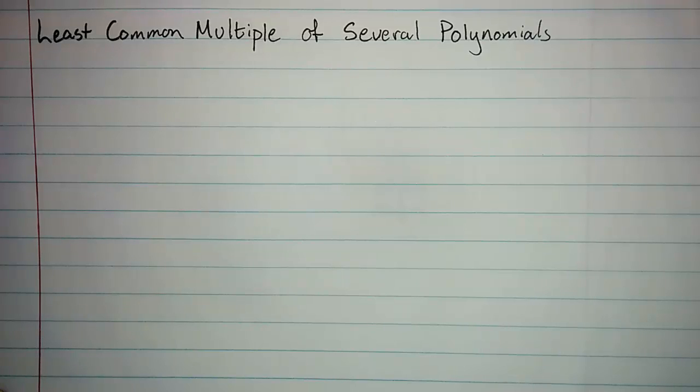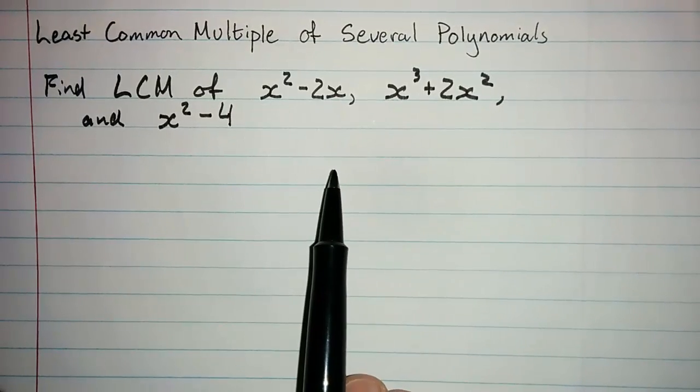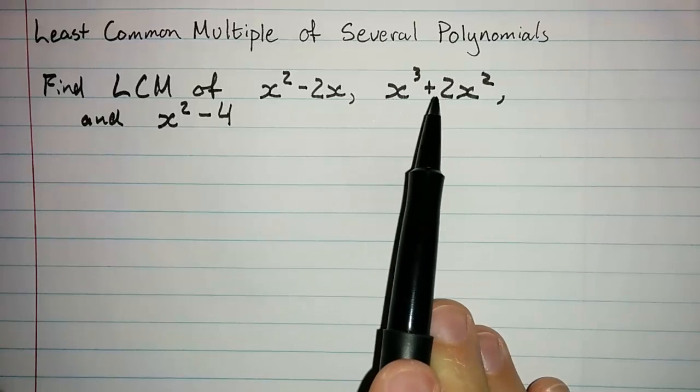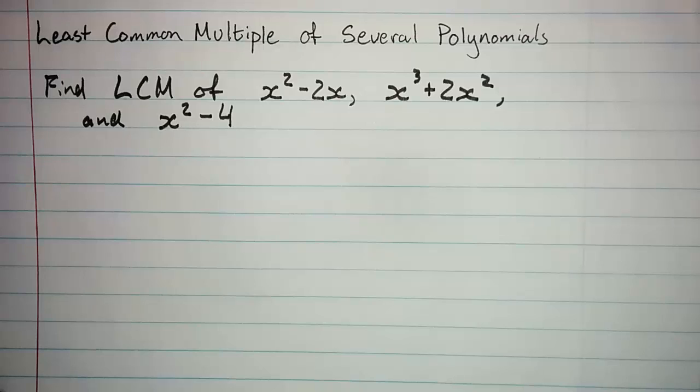Find the least common multiple of several polynomials using the same process that we do for just two. So we could, for example, find the least common multiple of x squared minus 2x, x cubed plus 2x squared, and x minus 4.